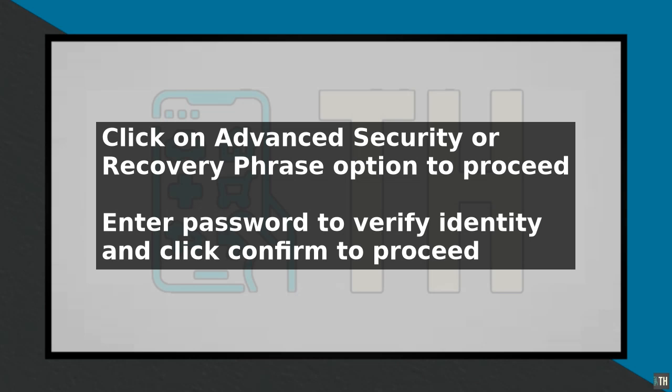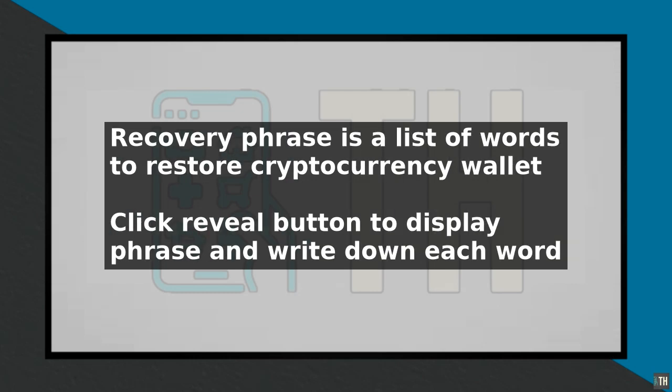After verifying your password, you will be taken to a page that displays your recovery phrase. Your recovery phrase is a list of words that is used to restore your cryptocurrency wallet in case you lose access to it. It is extremely important to keep this phrase safe and secure, as anyone who has access to it can also access your funds. To view your recovery phrase, click on the Reveal button, and your phrase will be displayed on the screen.